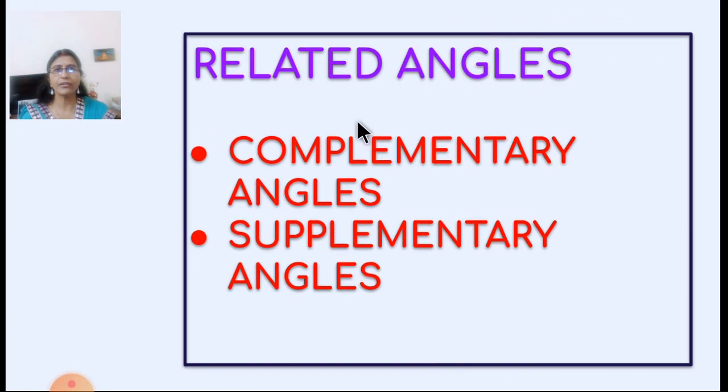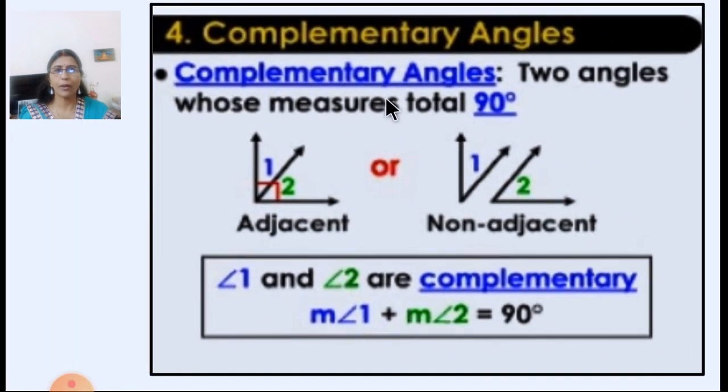Now today we are going to learn about related angles. Two kinds of related angles we will learn today: one is complementary angles and another one is supplementary angles. So what are complementary angles?